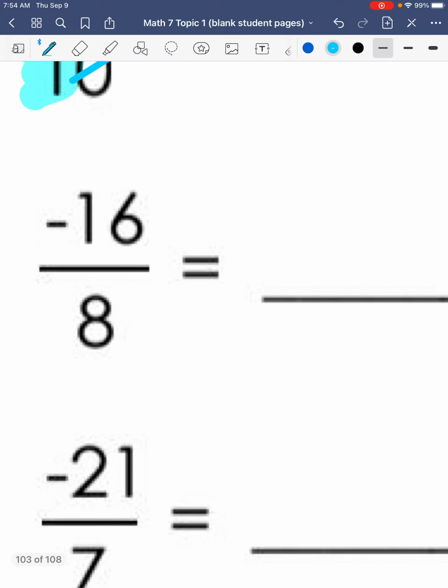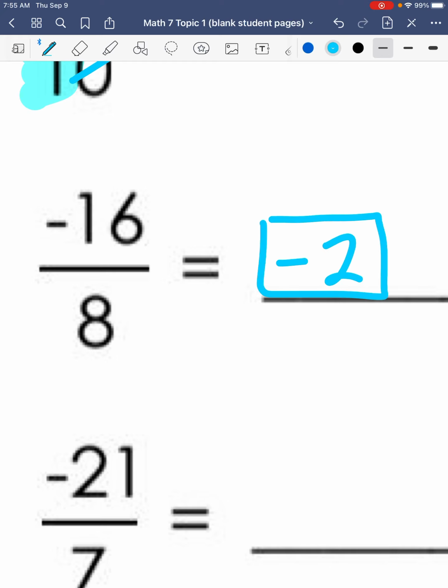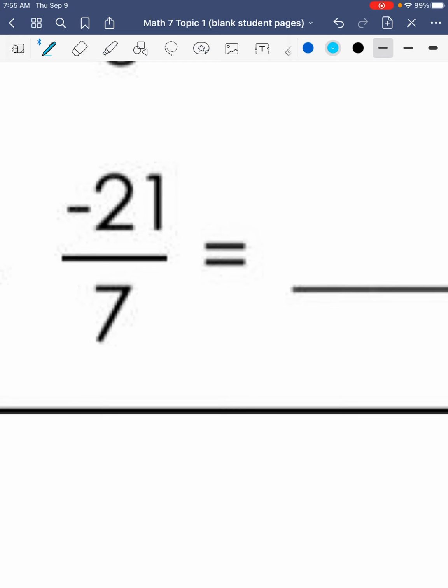Okay, moving on to this example here, I've got negative 16 divided by 8. So I've got a negative integer divided by a positive integer. So my answer has to be negative. And negative 16 divided by 8 is going to be negative 2. Okay, in my next example, I've got negative 21 divided by 7. So we have a negative integer divided by a positive integer. So our result has to be negative because the signs are different. So negative 21 divided by 7 is going to be negative 3.